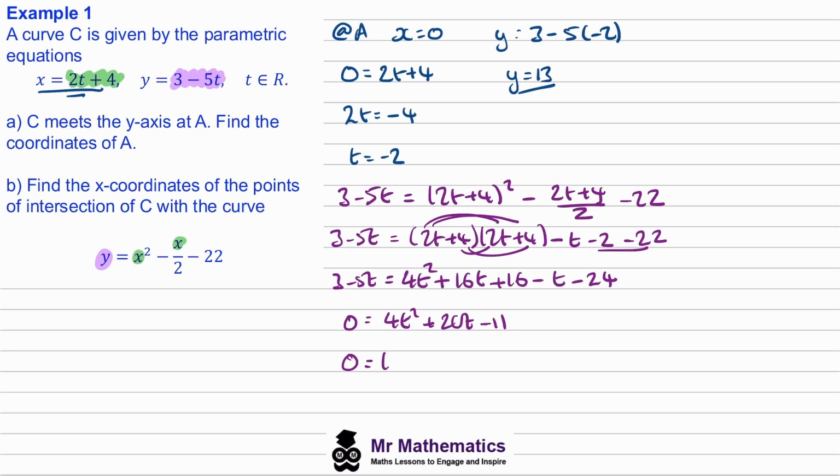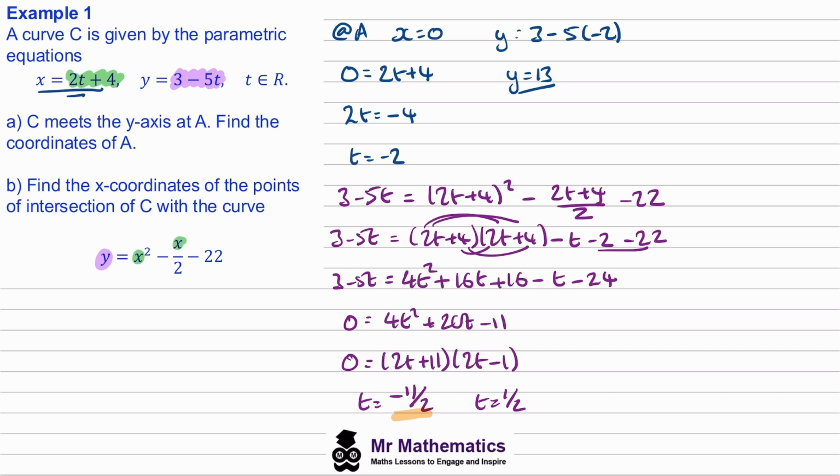So we've got 2t plus 11 and 2t minus 1. So t will equal negative 11 over 2, and t will equal 1/2. So you can see the parametric curve will intersect the Cartesian curve at 2 points. One where t is negative 11 over 2, and one where t is 1/2.